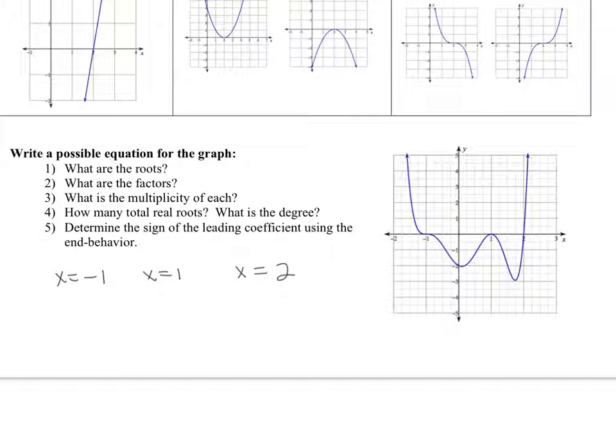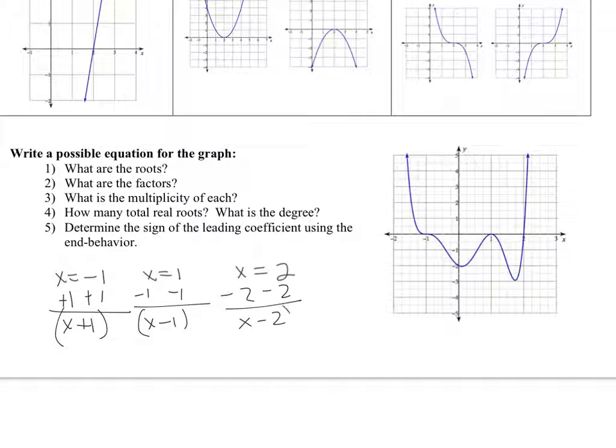So if we know the roots, we can back up and give me the factors. So that's one factor. There's another factor. And that's your final factor. So the equation is going to look something like this. It's going to have an x plus 1, x minus 1, and x minus 2. But there's exponents on these guys.